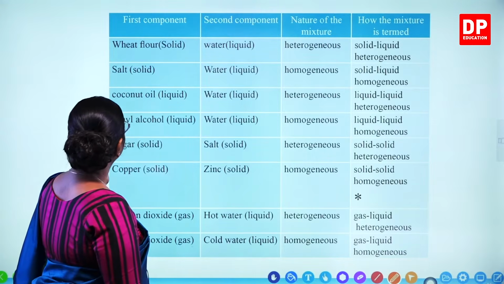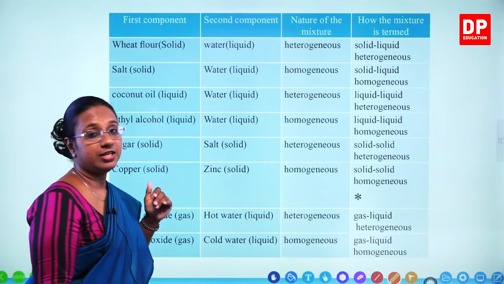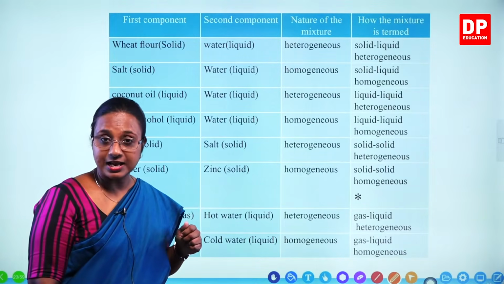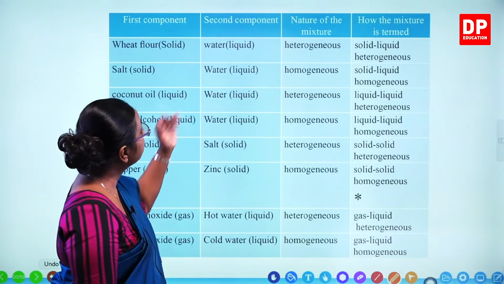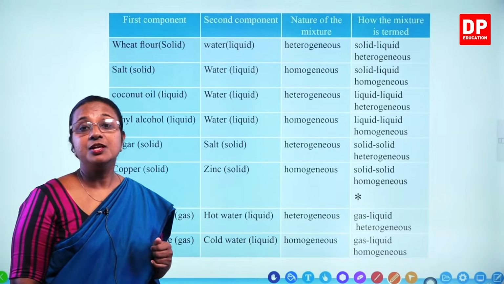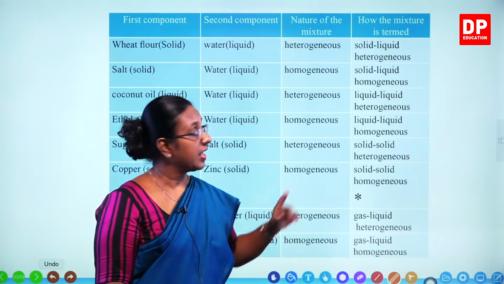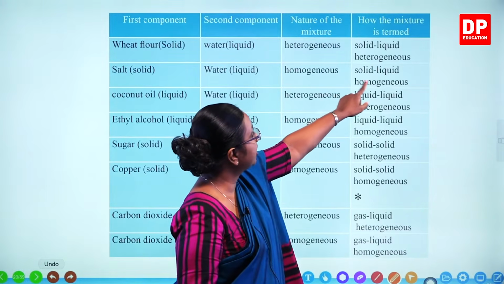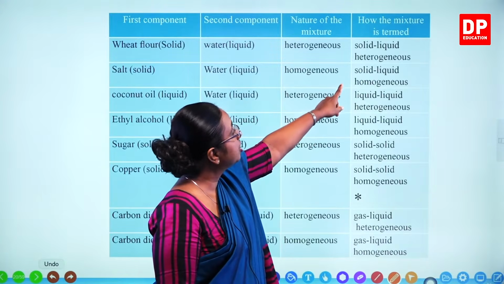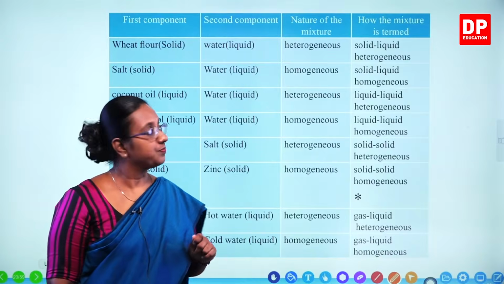The next one is salt, sodium chloride. That is a solid. You all know it's a crystalline solid. And water, a liquid. When you dissolve it and get the salt solution, it's a homogeneous mixture. And the components are solid and liquid, so we call it solid, liquid, homogeneous mixture.